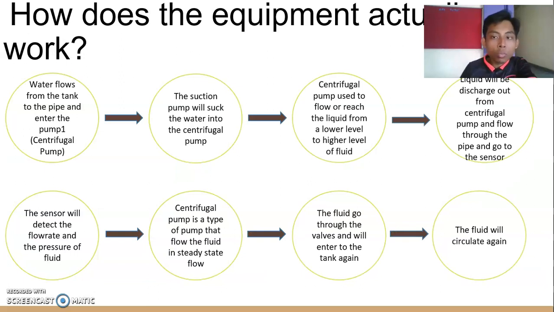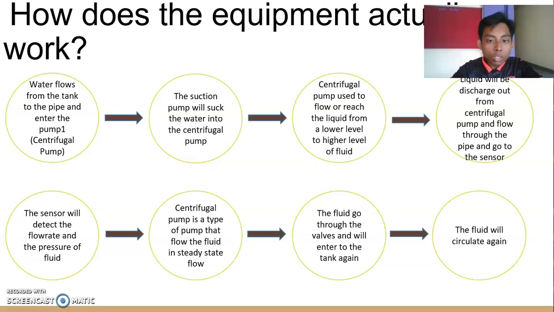Okay, so this is how the equipment works. First, water flows from the tank through the pipe and enters pump 1, which is the centrifugal pump. The suction will draw the water into the centrifugal pump. The centrifugal pump is used to raise the liquid from a lower level to a higher level. The liquid will then be discharged from the centrifugal pump, flow through the pipe, and go to the sensor.